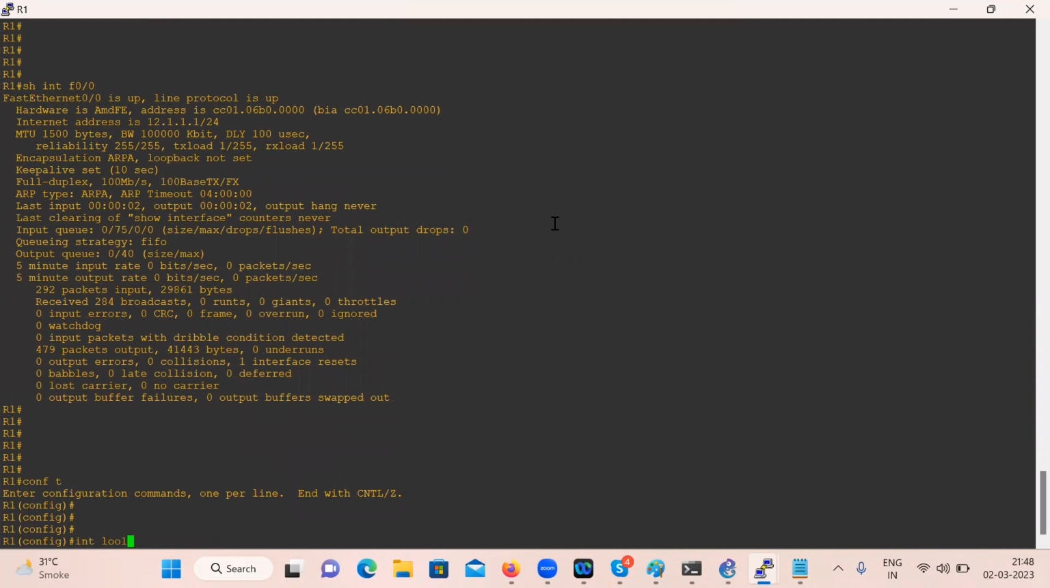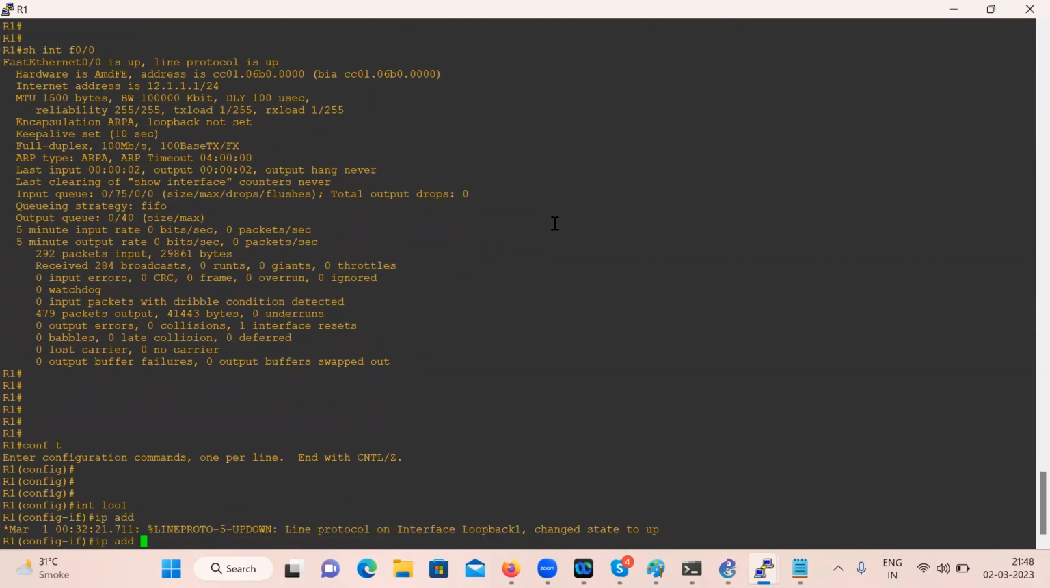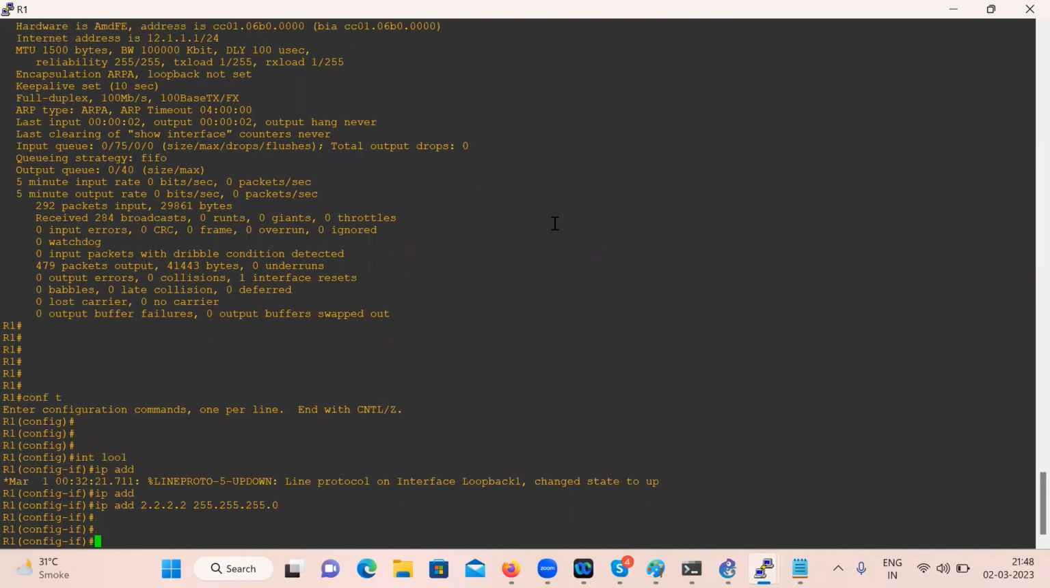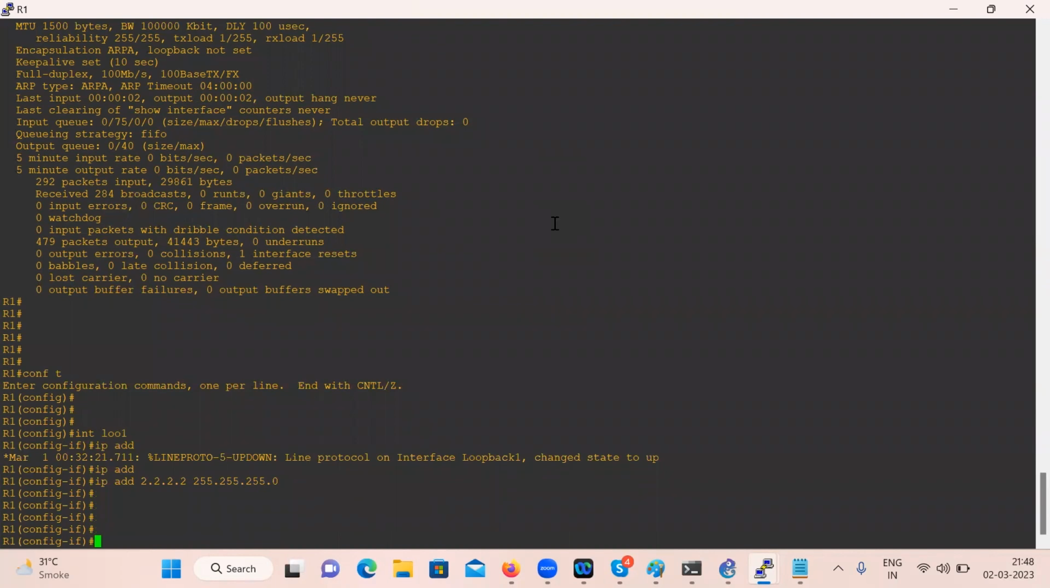I will configure one more loopback on router 1. The IP address I will set as 2.2.2.2, with a subnet mask of 255.255.255.0. Now I want to advertise this network in EIGRP.